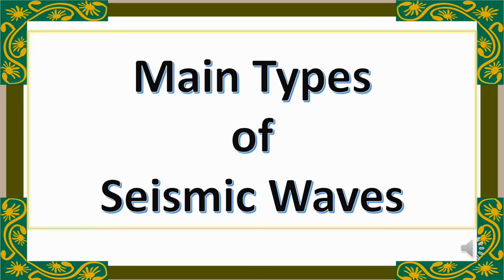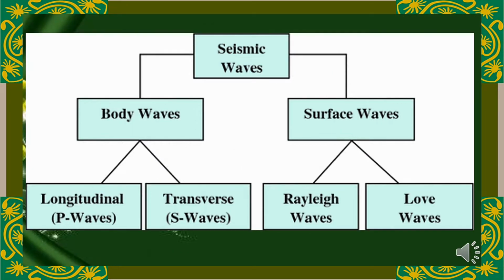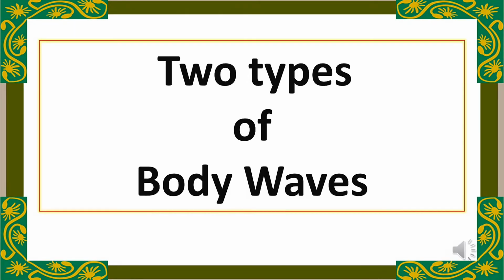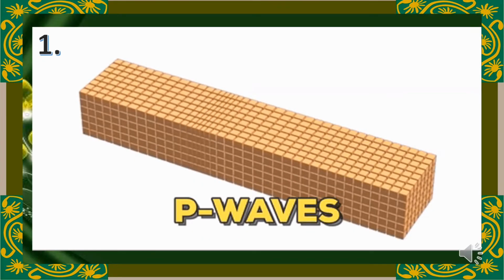Main types of seismic waves: body waves and surface waves. Under body waves are longitudinal or P waves and transverse or S waves. Under surface waves are Rayleigh waves and Love waves. Body waves refer to the vibrations that travel through the interior of the Earth. Two types of body waves.